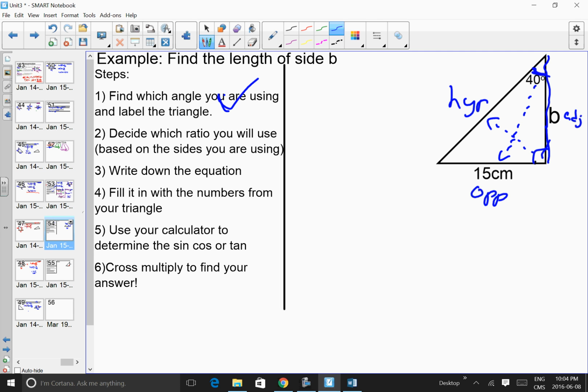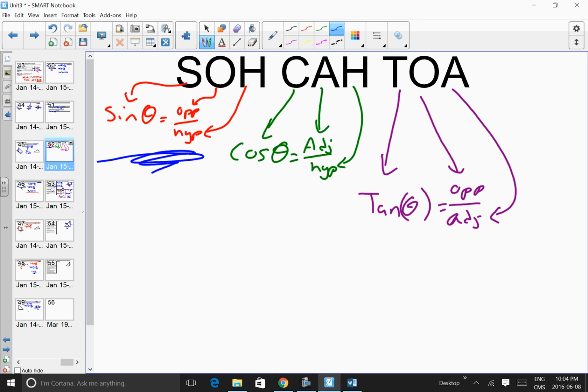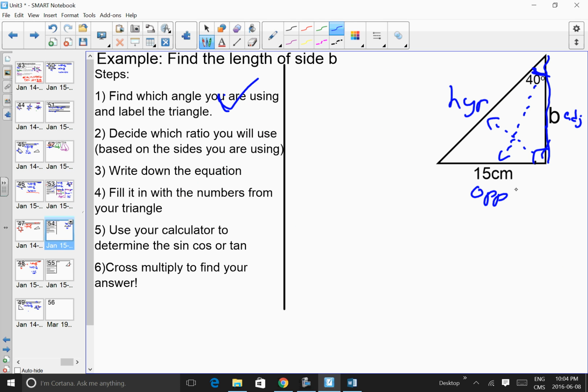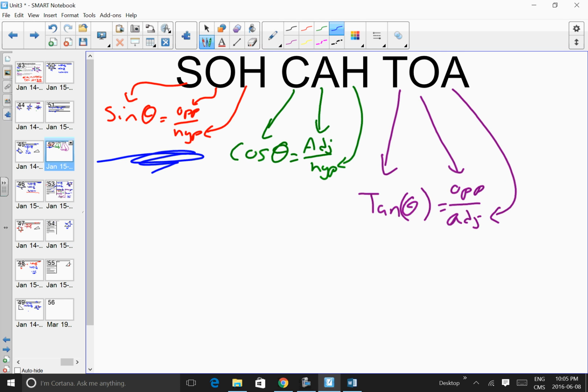There we go. All right. Decide which ratio you will use. So I go back to my formulas. Which one do I need? I need something that uses my opposite and my adjacent, the side I know and the side I need. So I need adjacent and I know opposite. Opposite and adjacent. Tangent uses opposite and adjacent. Good. So that's my formula we're going to use.